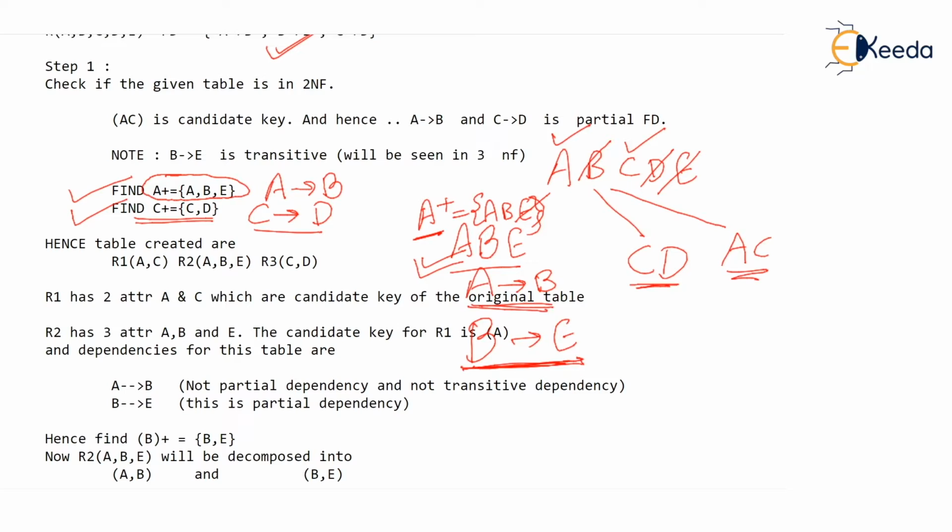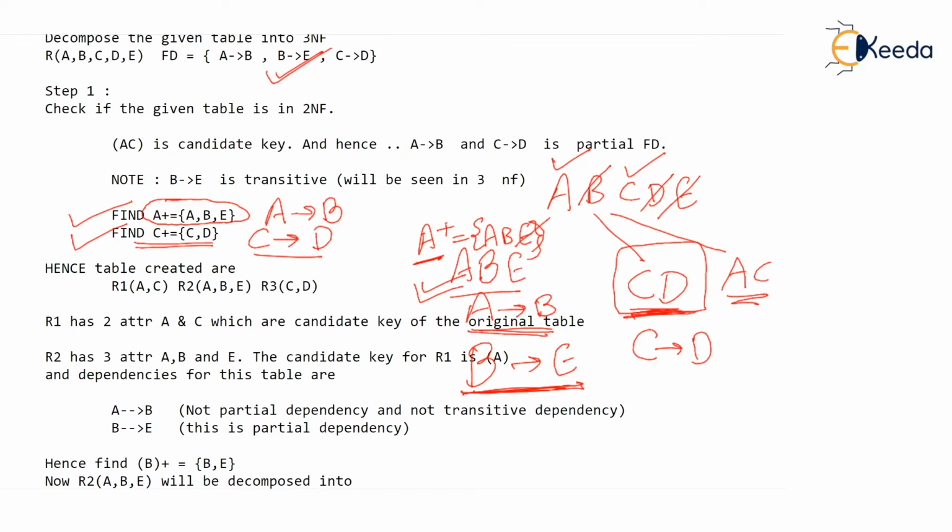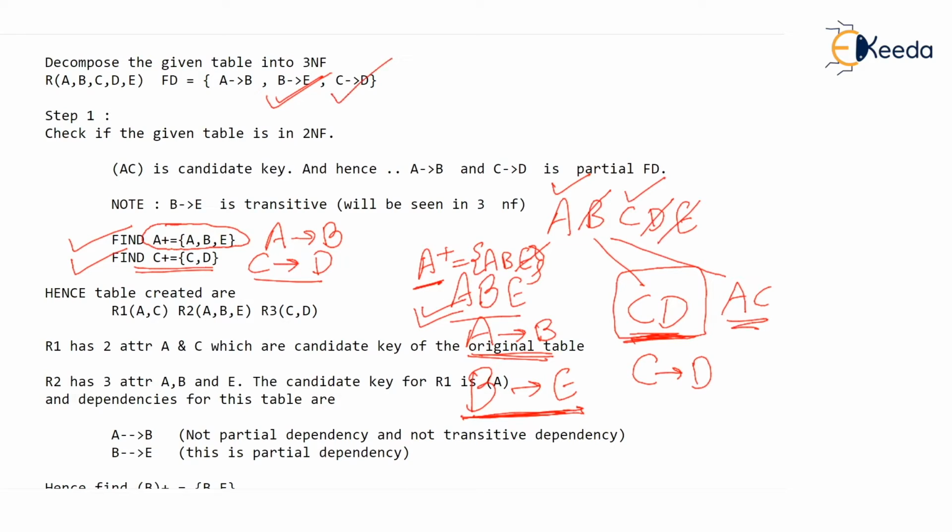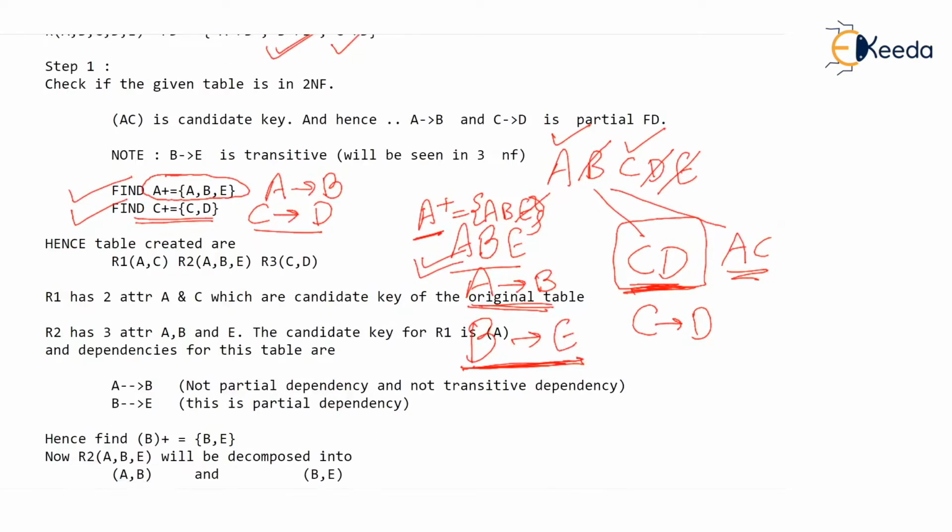What about this second table, CD? Which dependency is applicable? Yes, C determines D is applicable over here. Check the original dependency set. C determines D is applicable. And C, in fact, is the candidate key of this table. So this is not partial, not transitive, isn't it? Perfectly, a super key is determining a non-prime attribute. So this is not transitive also.